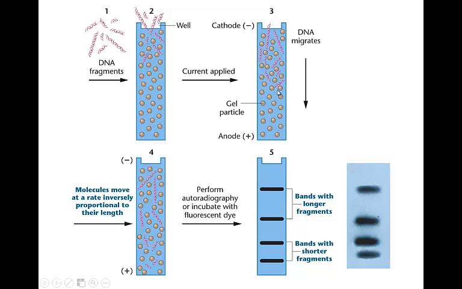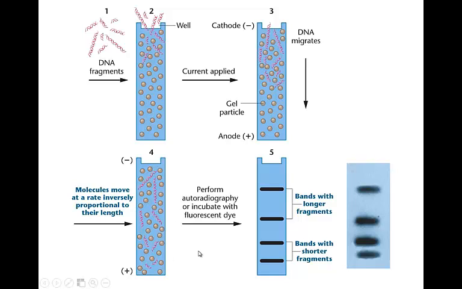So small pieces, they can get through this process pretty quickly, pretty easily. They'll migrate faster. Pieces that are larger, they're more likely to get stuck. They're not going to travel quite as quickly. And so we know that the molecules move at a rate that's inversely proportional to their length. The smaller they are, the faster they'll move through the gel.